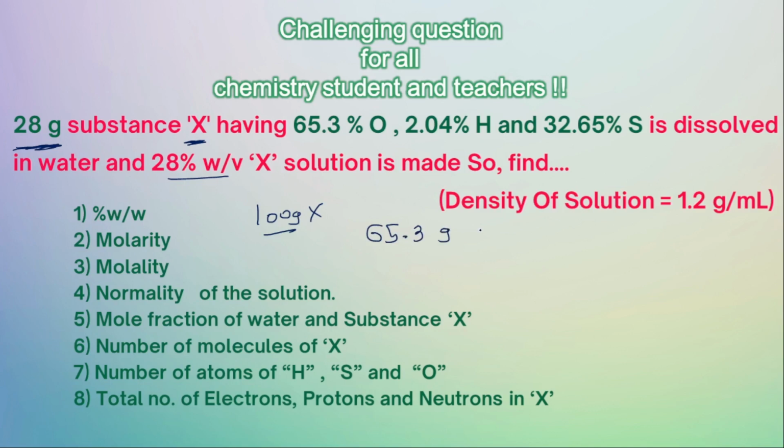65.3 gram will be oxygen, 2.04 gram will be hydrogen and 32.65 gram sulfur. To find the composition or molecular formula of X, we have to suppose 100 gram of X. Yes, we will get the same answer when we suppose 28 gram substance X. So let's solve this question. First of all, we have supposed 100 gram substance X.